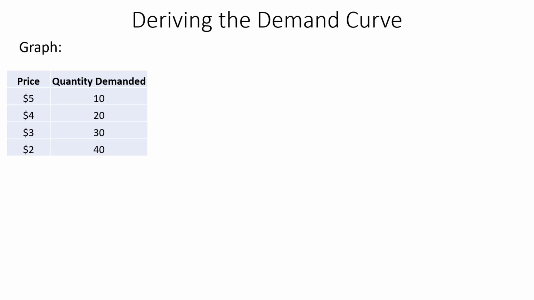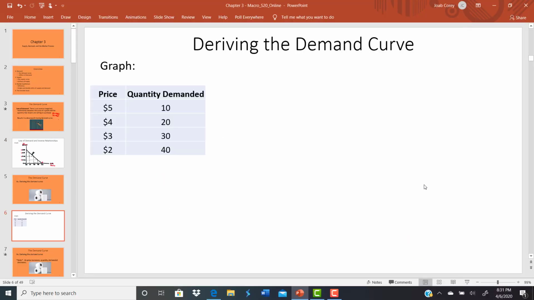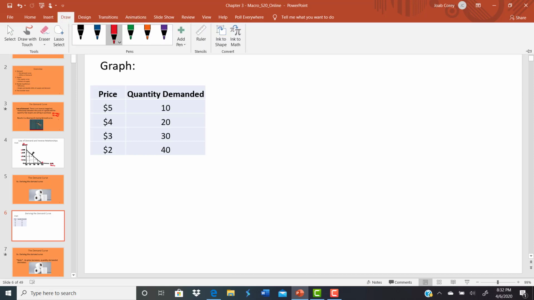So I'm going to give you a chart here. This chart represents the price and the quantity demanded at that particular price. So for example, if we are talking about the price of toilet paper being $5, then you will buy 10 packages of toilet paper. If the price of toilet paper is $4, then our economy out there will buy 20 packages of toilet paper. If the price is $3, then everyone out there will buy 30 packages. If the price is $2, then everyone out there will buy 40 packages. So with that in mind, let's go ahead and draw out this demand curve.